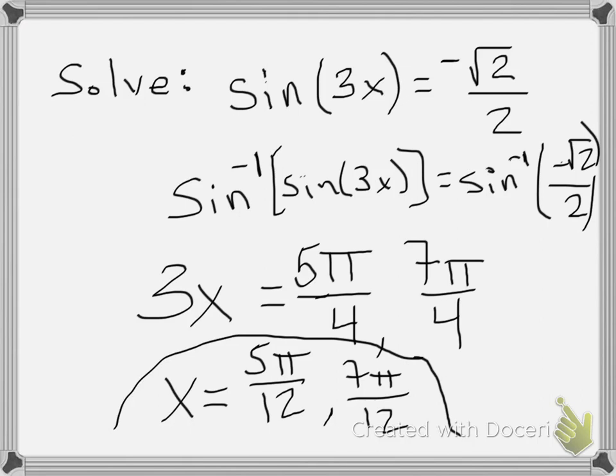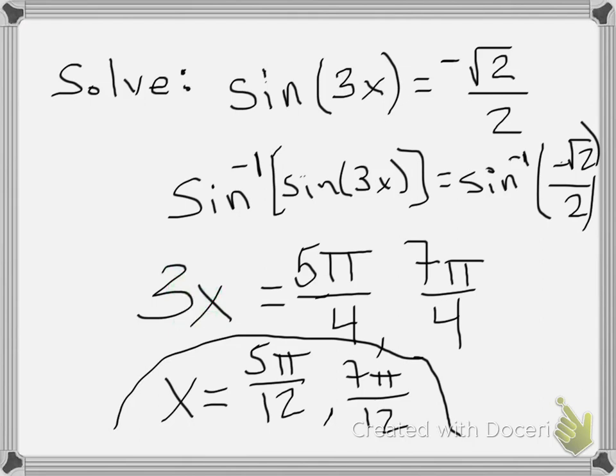So this is how you solve any trigonometric function. You take the opposite of whatever you're doing. The opposite of sine, arc sine. The opposite of cosine, arc cosine. You have to get rid of that. Once you get rid of the sine or the cosine or the tangent, then you are able to solve whatever you have here, in this case 3x, by simply doing what we normally do with functions.